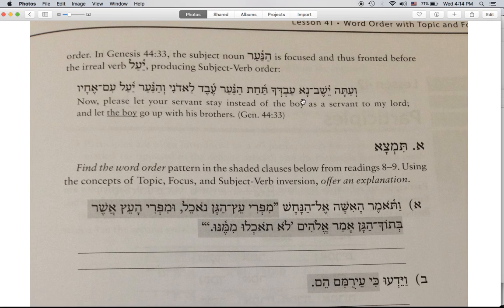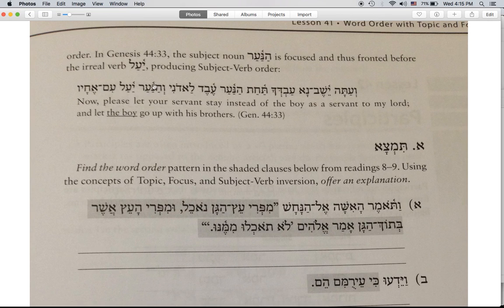Ve'ata yeshev na avdecha tachat hanar eved la'doni vehanar ya'al im echav. And now, please let your servant stay instead of the boy as a servant to my Lord, and let the boy go up with his brothers.